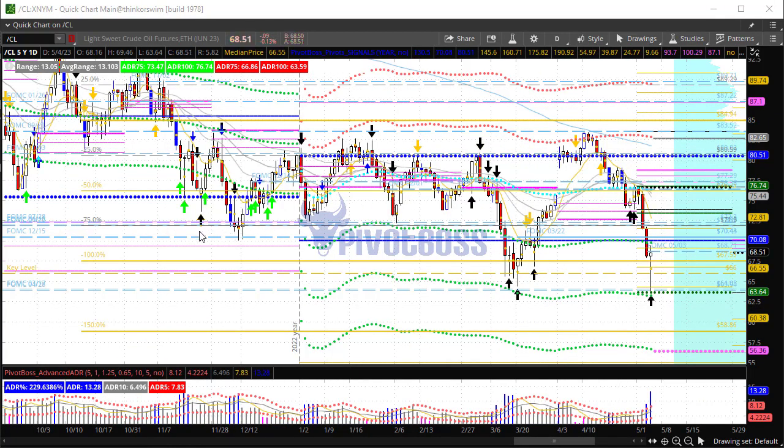And if you take a look right here, we were looking for a continuation to the downside. And we got all the targets we were looking for initially. We got the 72s initially, we got the 70 target, and then we went and flushed the previous low, and now we're seeing a reaction of this magnitude.